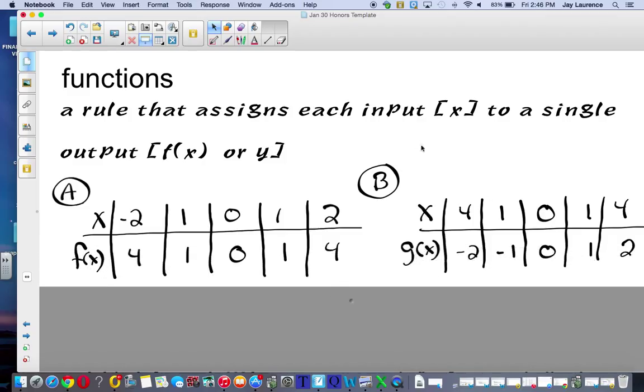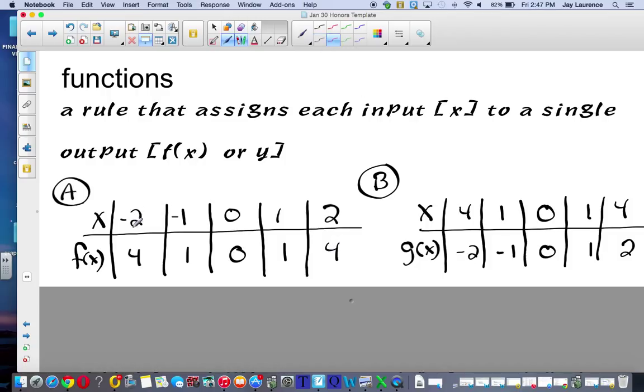Here I've given you two tables, like we've made for writing our functions. I'm showing you that -2 is going to 4. When the input is 1, the output is 1. When the input is 0, the output is, oops, I have a mistake there. That should be a -1. Sorry about that. Okay. 0 going to 0, +1 going to 1, and 2 going to 4. Is this a function or is it only a relation?